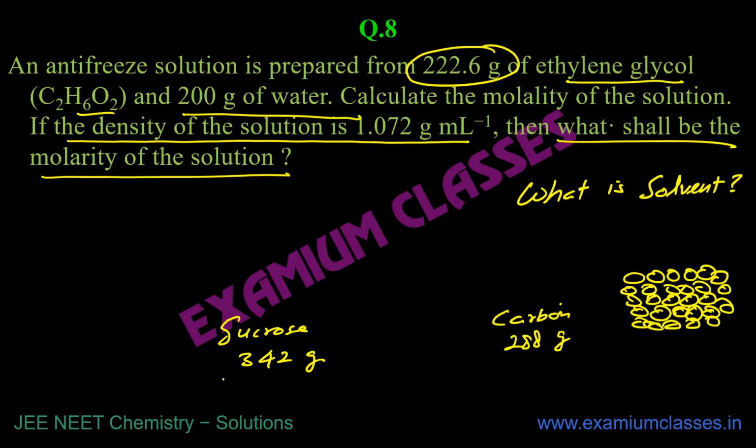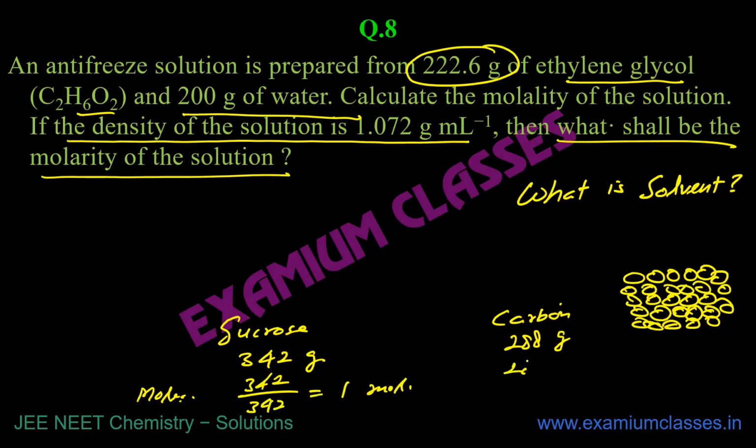And particles are proportional to the number of moles, because 1 mole is equal to 6.022 into 10 power 23 particles, 2 moles, 12.044 into 10 power 23 particles. Okay? So moles ratio and particles ratio is same. So calculate the moles. Moles here will be given mass divided by molar mass. Molar mass is 340, approximately, just 342, sorry. So it will be 1 mole.